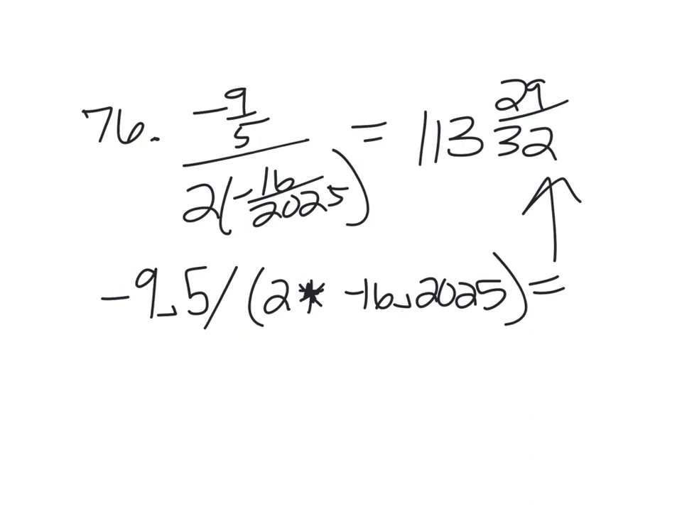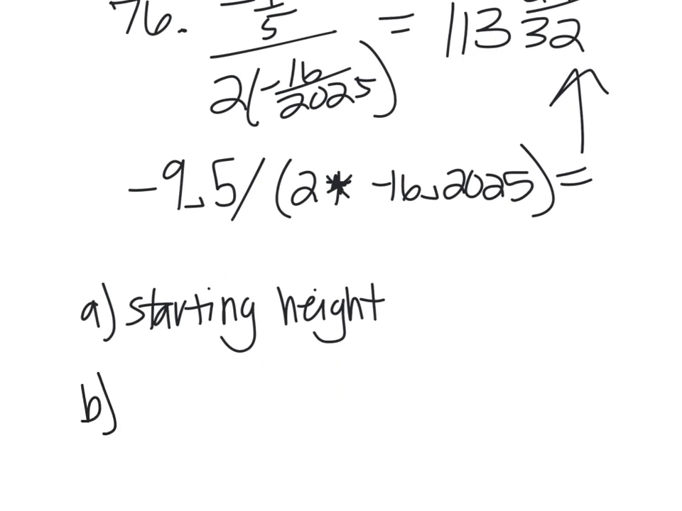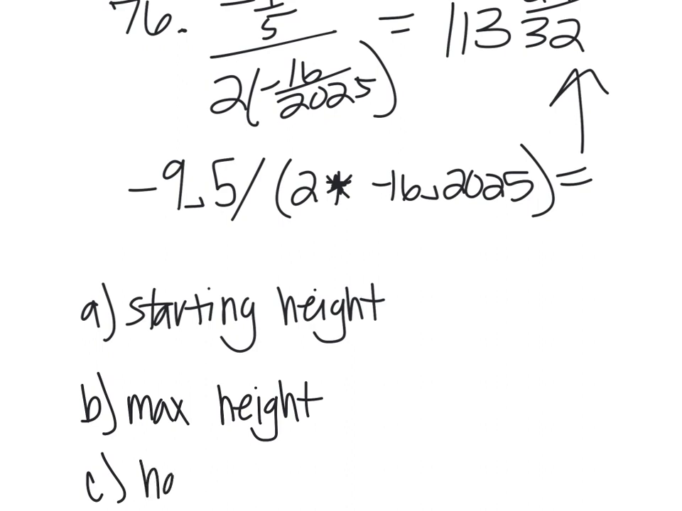Then if we look at what the A, B, and C are asking, A is what is the height of the ball when it is punted? So it's like, what is the starting height? Letter B is what is the max height? And letter C is how long is the punt? So that's like total distance.